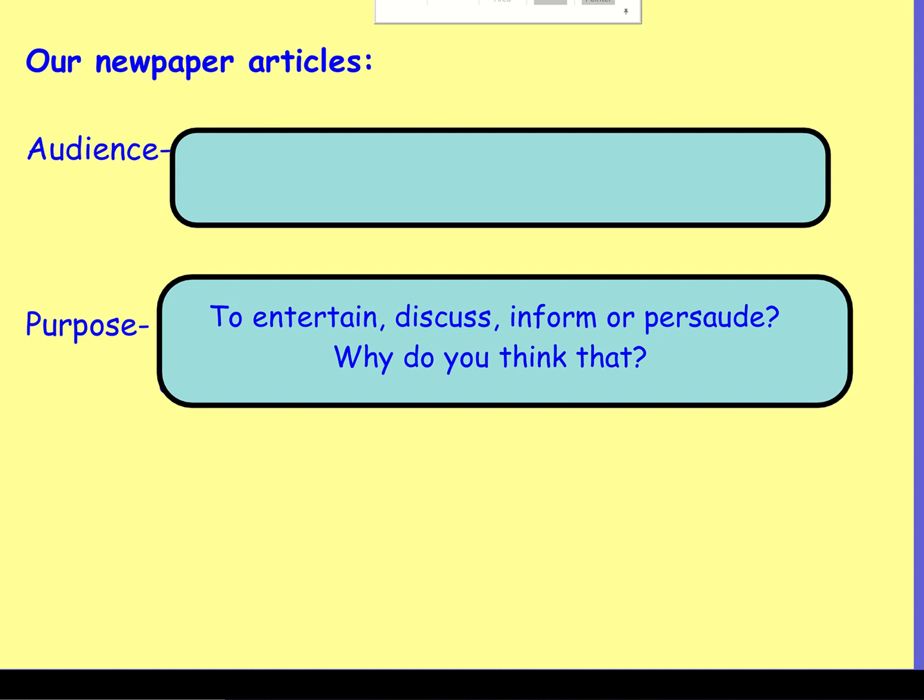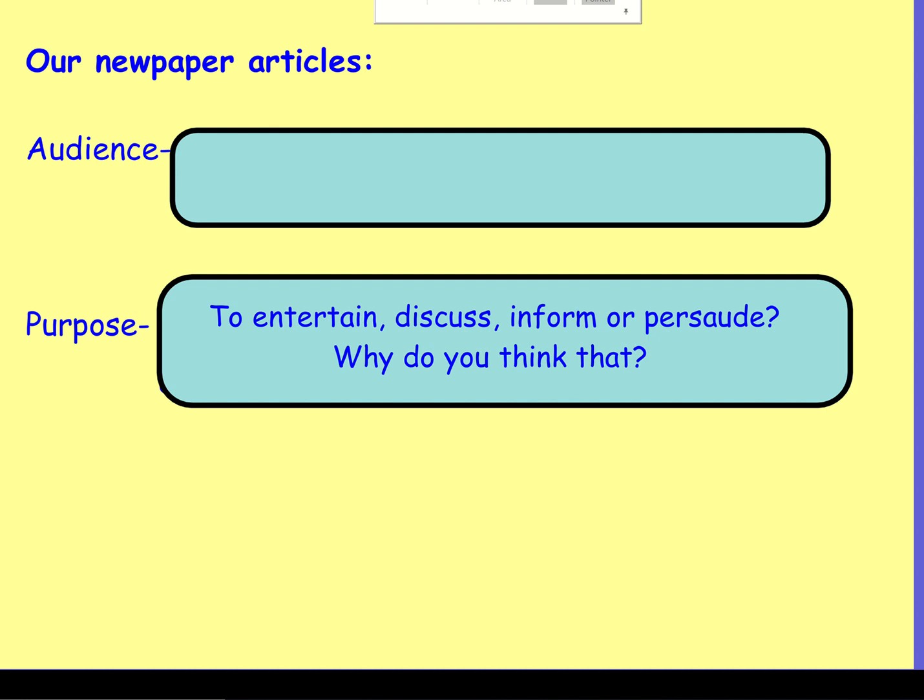Okay, so that was a real example of a newspaper article about space. Okay, now who do we think the audience was? Who do we think it was aimed at? Pause the video, tell someone in the room, or write it on a piece of paper.